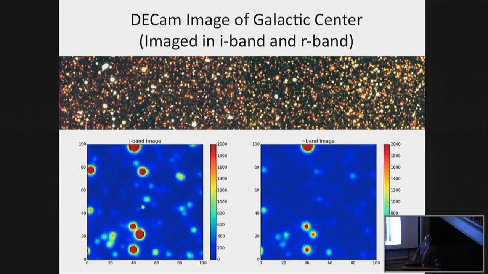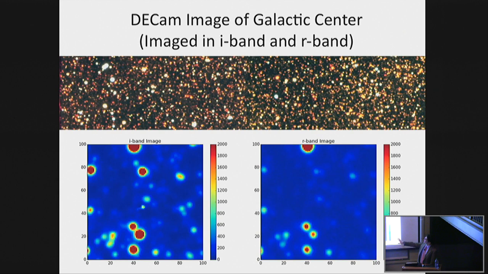So then the main focus of my research, of course, is applying this to a real image. Here I'm using a DECam image of the galactic center. DECam, of course, is a camera with a 2.2 degree field of view that is the central component of the Dark Energy Survey. What I've done here is I've taken a 100 by 100 pixel image in 2 bands, the I band and R band.